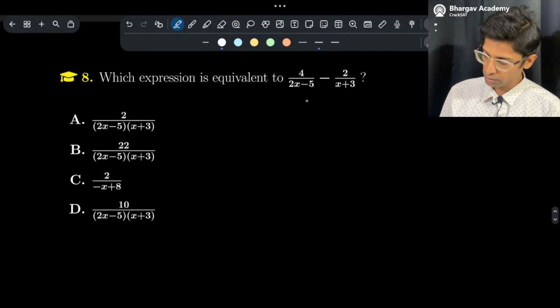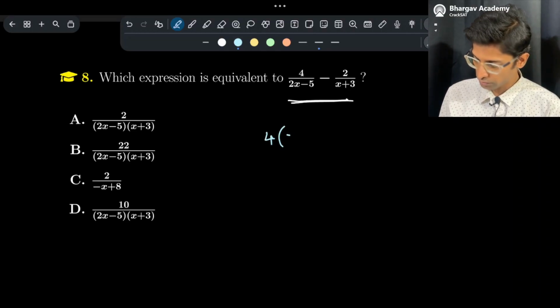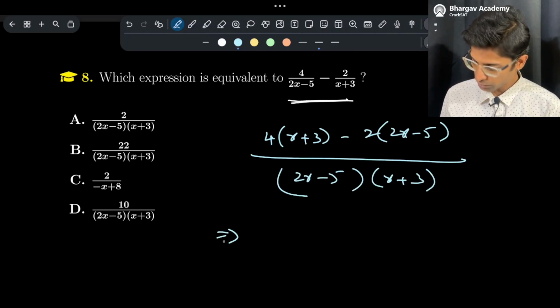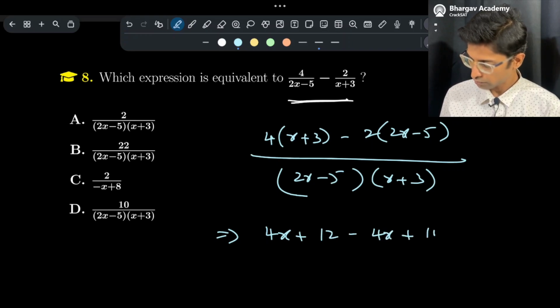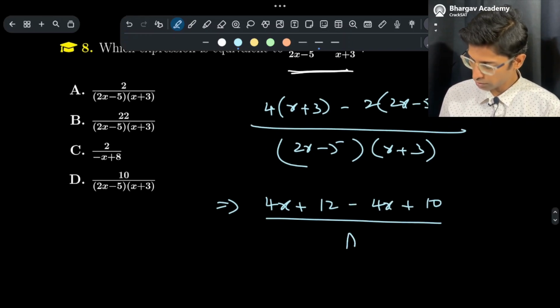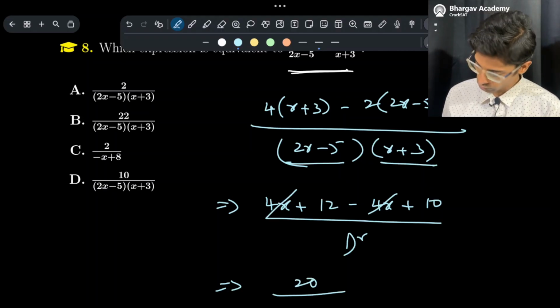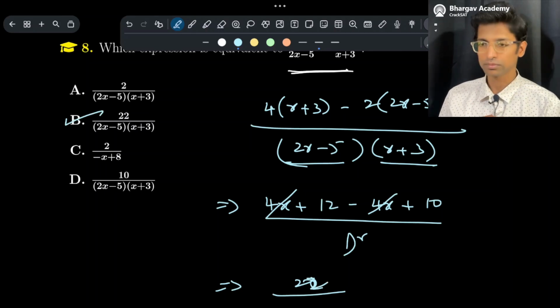Now let's come to this one. Let me quickly solve this expression. Let me multiply the numerator and see. So this is the denominator. 4x and 4x will go. 12 plus 10 is 22. And the denominator is the product of these two. So this is the answer.